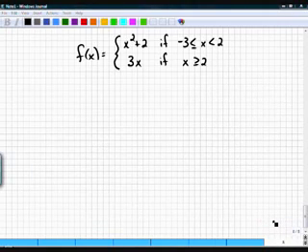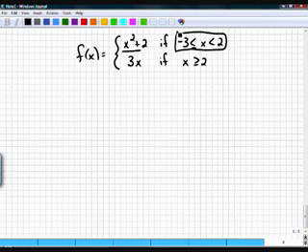Here we go. Piecewise functions. What you've got with a piecewise function is pretty much a different function, all depending on what value of x you're plugging in. Let me explain what this says. f of x, you're going to plug into x squared plus 2 if you meet these conditions.